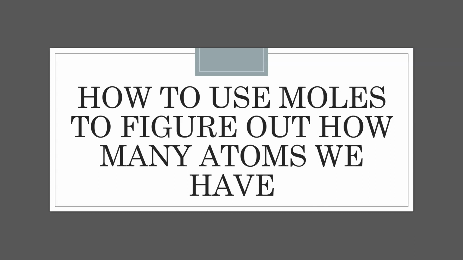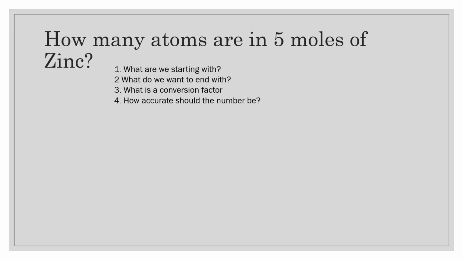You might want to revisit how to do the dimensional analysis from chapter 1 if you struggled with that, because that's what we're going to use going forward. So let's get started with the first example. How many atoms are there in 5 moles of zinc?